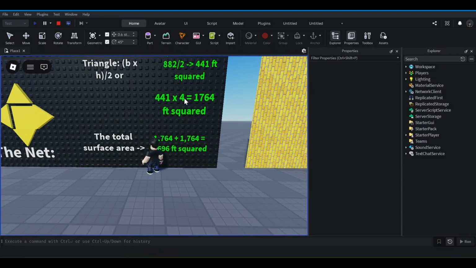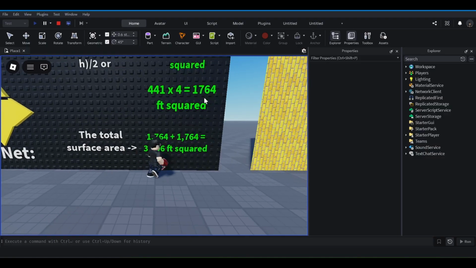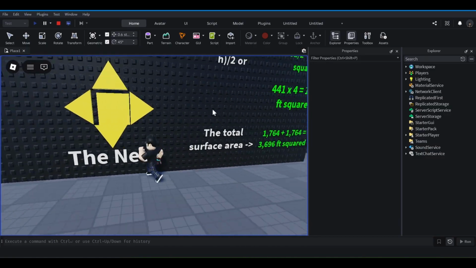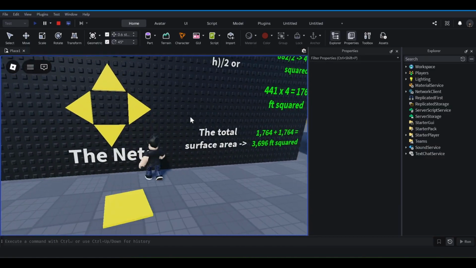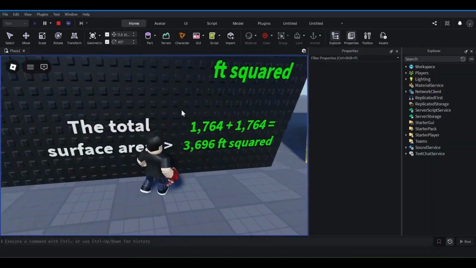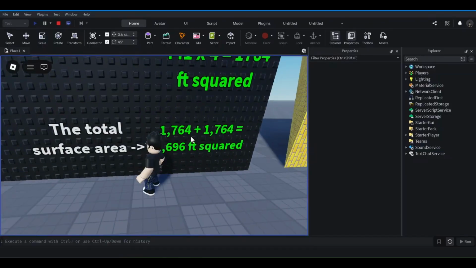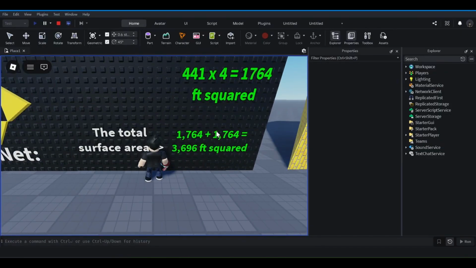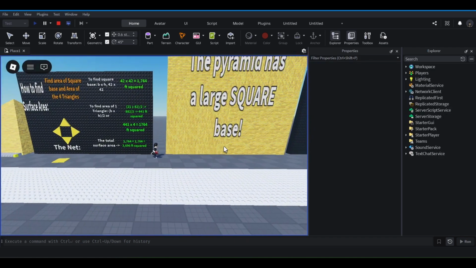So 441 times 4 equals 1,764. And the reason why we times it by 4 is because we have 4 triangles. So that's how much all the triangles are. As you can see, it's both the same size. I messed up again. So basically that's times 2, which is actually 3,528. Not this number. Just ignore that. Okay, and we're just going to move on.